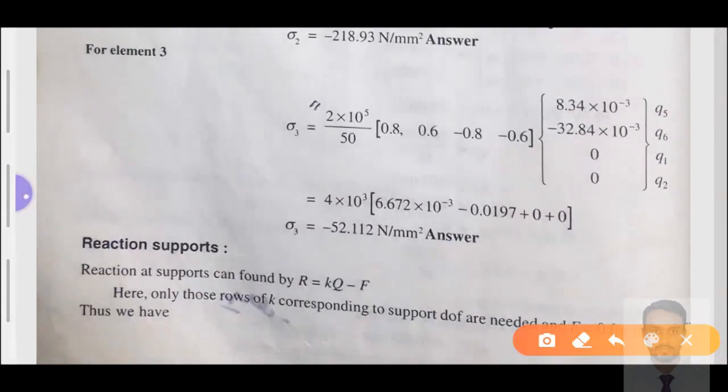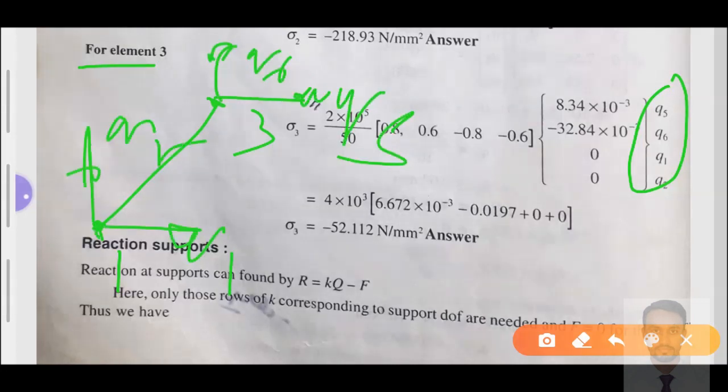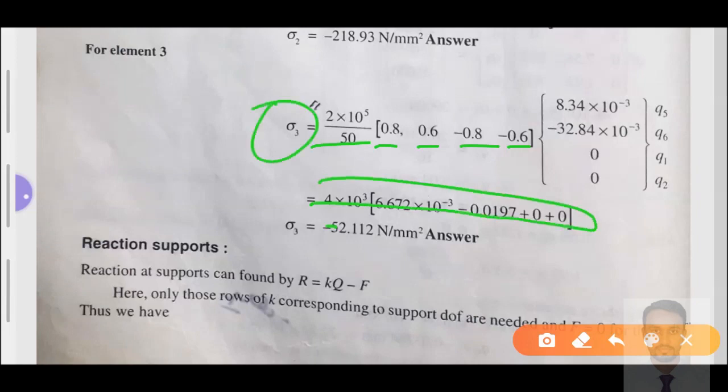Similarly, we have here stress as usual, you take down. For this particular element number 3, carefully take down this displacement vector. The element starts from node number 3 and ends at node number 1, so here we have Q5, Q6, Q1, Q2. Okay, now we got that. These values you substitute here from the tabular column, and this also take down from the given data. You will get the answer for element number 3.